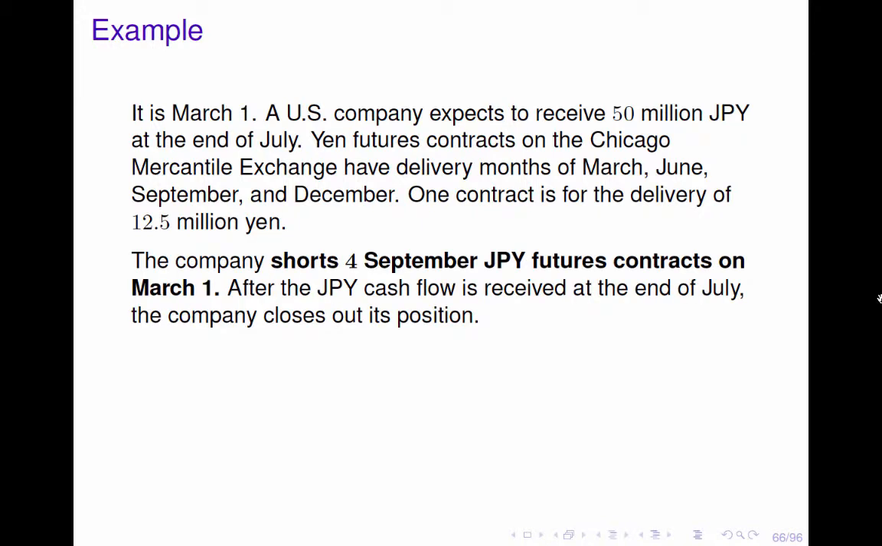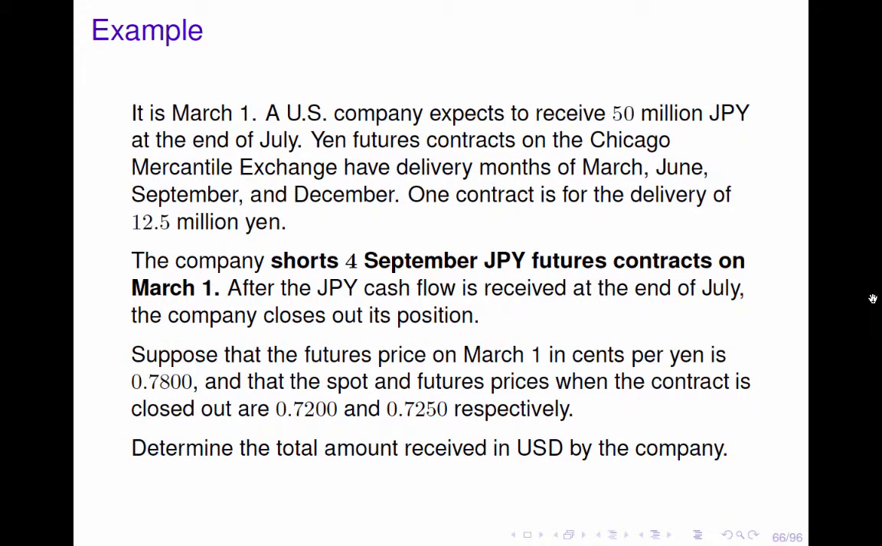In order to hedge the risk of the depreciation of the Japanese yen, the company takes up a short position of 4 September Japanese yen futures contracts on March the 1st. After the Japanese yen cash flow is received at the end of July, the company closes out its position.